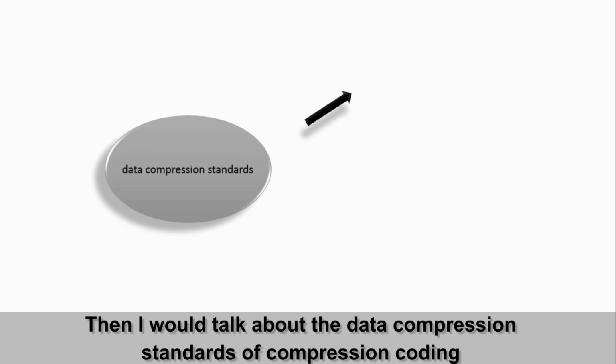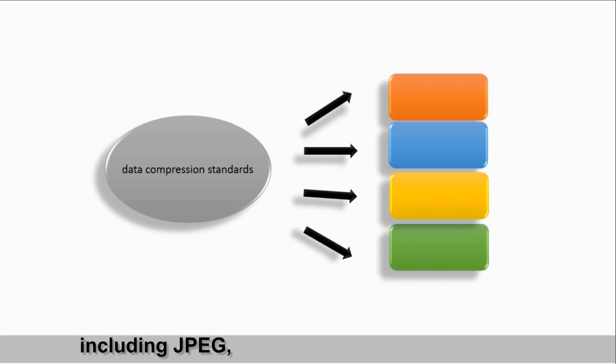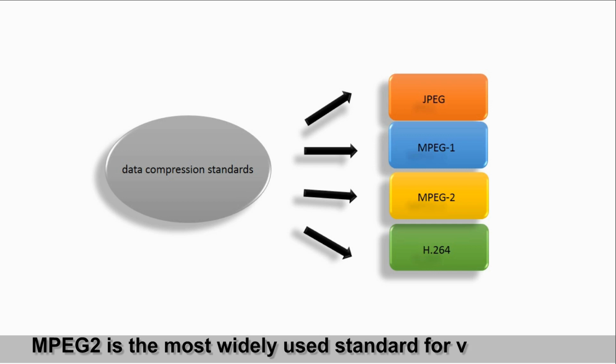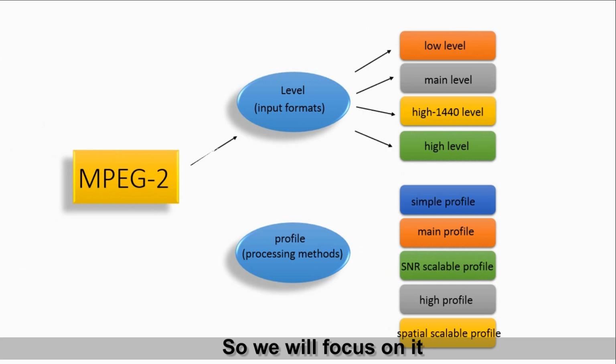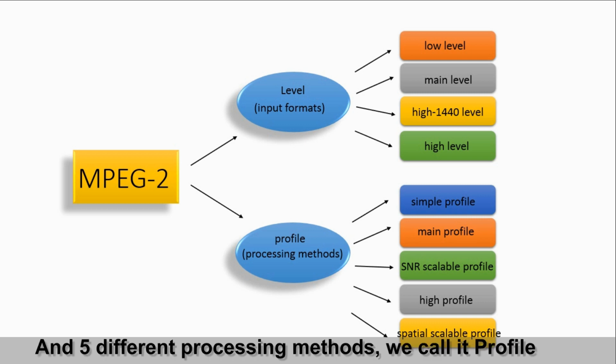Then I will talk about the data compression standards of compression coding, including JPEG, MPEG-1, MPEG-2, H.264, and so on. MPEG-2 is the most widely used standard for video signals, so we will focus on it. MPEG-2 defines 4 input image formats, which we call levels, and 5 different processing methods, which we call profiles.